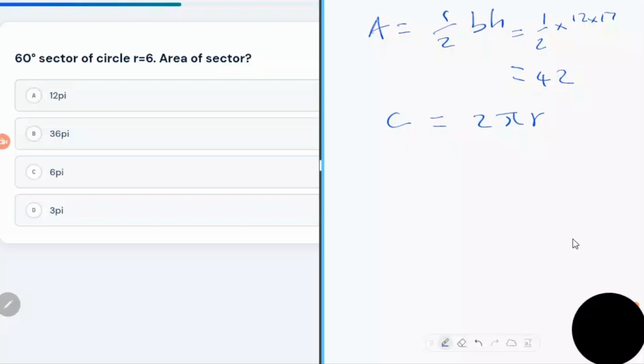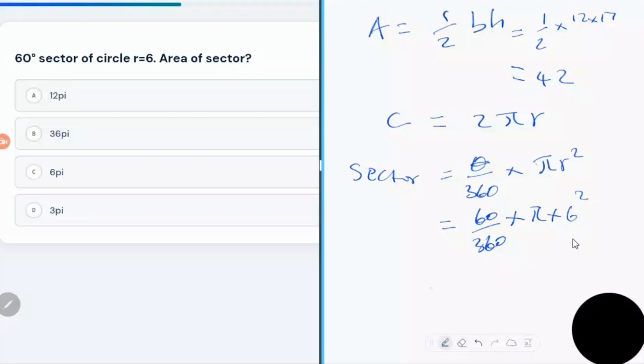What is the area of the sector? Were you able to write it? The sector is theta over 360. Not pi, I'm sorry, theta. Theta over 360 times what? Remember the concept again, pi r squared. You know that 6 squared is 36. So this is 1 over 6 times pi times 36. 36 divided by 6 is 6. So we have 6 pi.